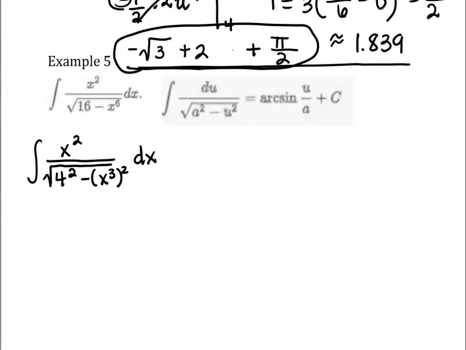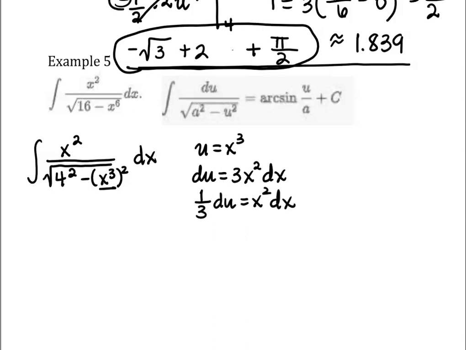But once you see that your u is going to be x cubed, then you know that du is 3x squared dx. And even though we don't have that 3 there in our integral, we will divide both sides by 3 and say 1/3 du is x squared dx. So now we see how we will account for this x squared dx when we come and do our substitution. We will be replacing that with 1/3 du.